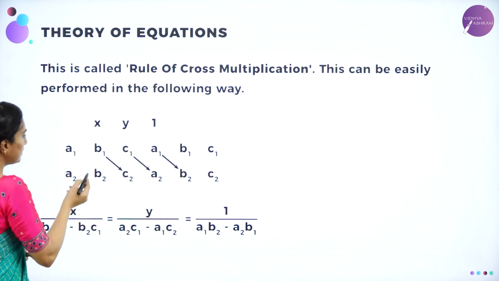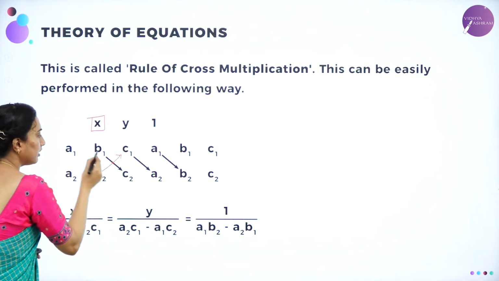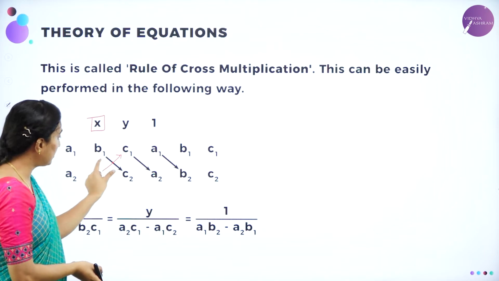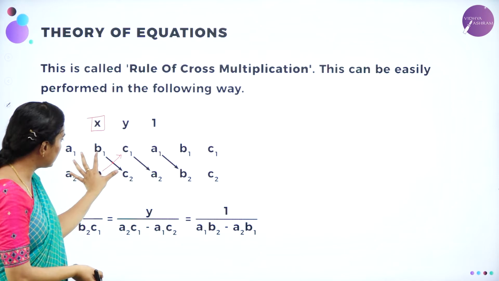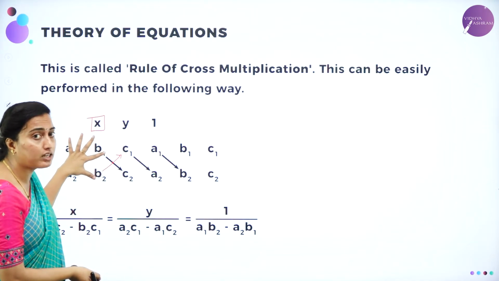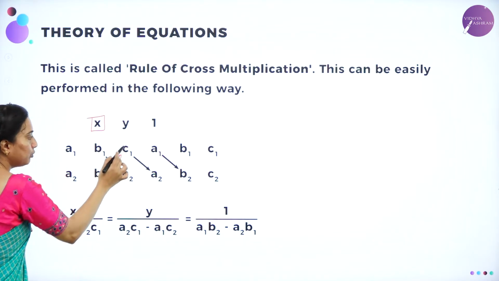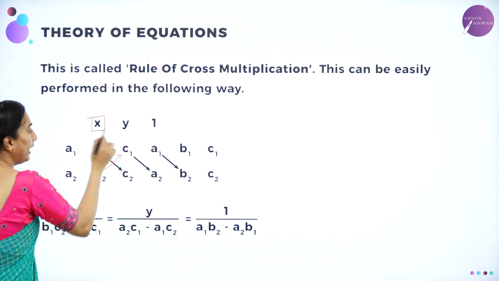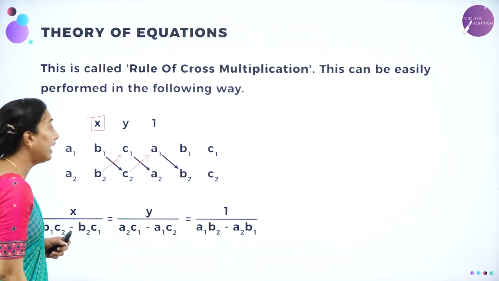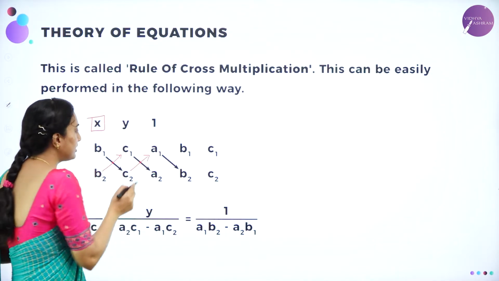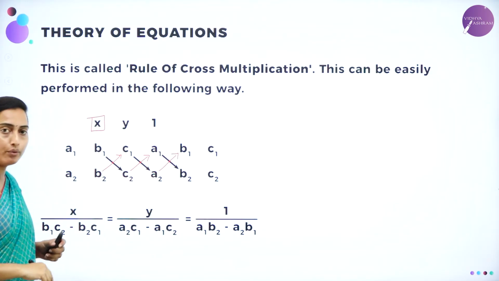Then cross multiplication. See, this x can be written as b1 c2 minus b2 c1. First, you have to cross multiply like this, so I have taken only the black arrow mark. First is this black one, next one is the red one, with the minus sign. See, x divided by b1 c2 minus b2 c1. Getting it? And then y divided by c1 a2 minus c2 a1. And then 1 divided by, that is a constant, a1 b2 minus a2 b1. This is how we are going to write it.